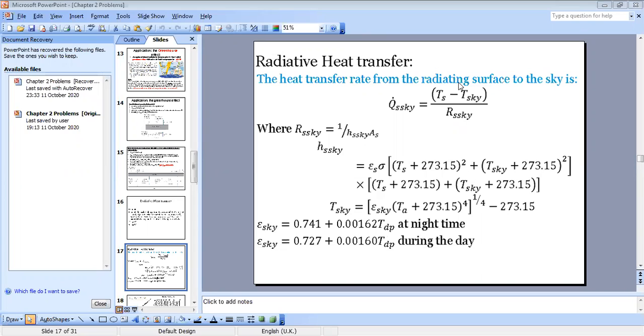So this is a problem where you have all the given data you need. You have all the empirical relations. All you have to do is to apply. Okay. Now let us see what is the dew point temperature.